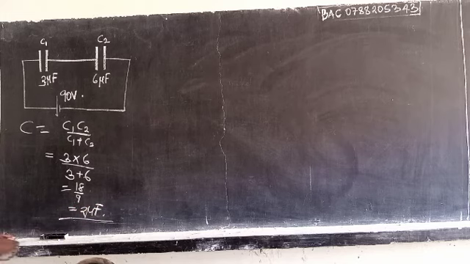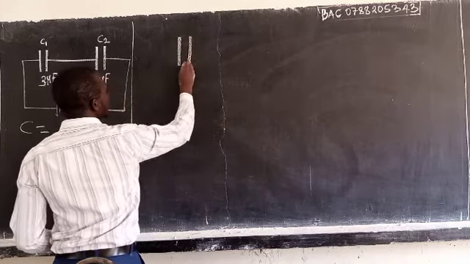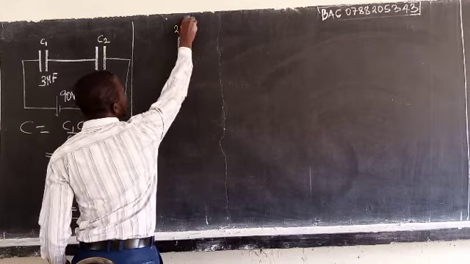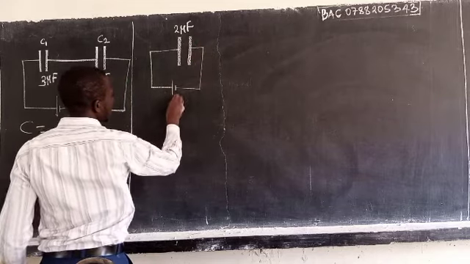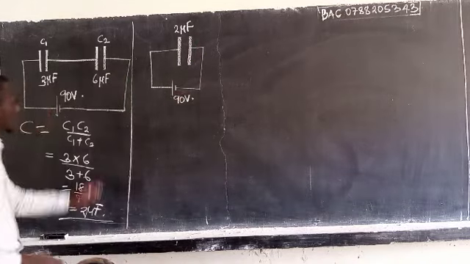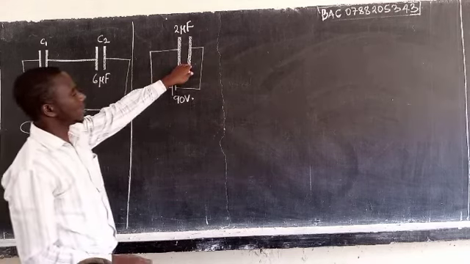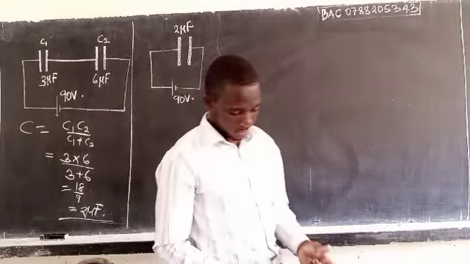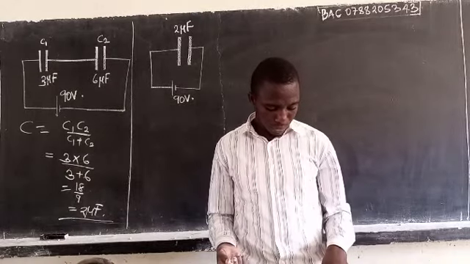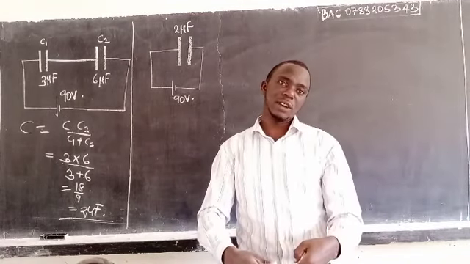Meaning that this arrangement is the same as having a single capacitor of 2 microfarads with just 90 volts. This arrangement is the same as this because the effective capacitance of these two arranged together gives us 2 microfarads. So what does the question want? The question says calculate the charge on each of the capacitors. So before you get the charge, you must first get the effective capacitance.